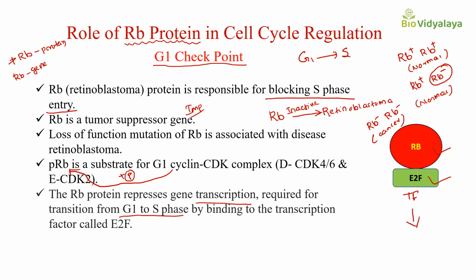That means transcription of genes for S phase entry. If this E2F is not free, then it is not able to transcribe these genes that are required for S phase protein synthesis. Okay. If this RB protein is binding with E2F, then this E2F is not free. So it is not able to transcribe genes for the synthesis of S phase protein.